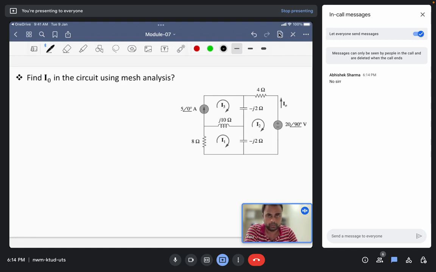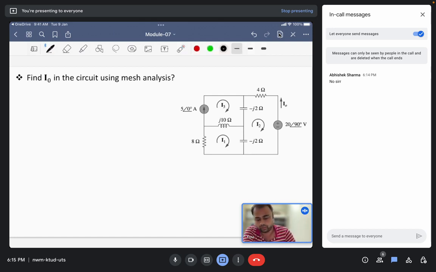So in the given problem, we have to find I0 using mesh analysis. So we have to find this term I0, that is the current supplied by this source, that is 20 volt, and the angle is 90 degrees. So here we can see that there are 3 loops and the currents through the loops are already mentioned. So we have to write the equation for each loop.